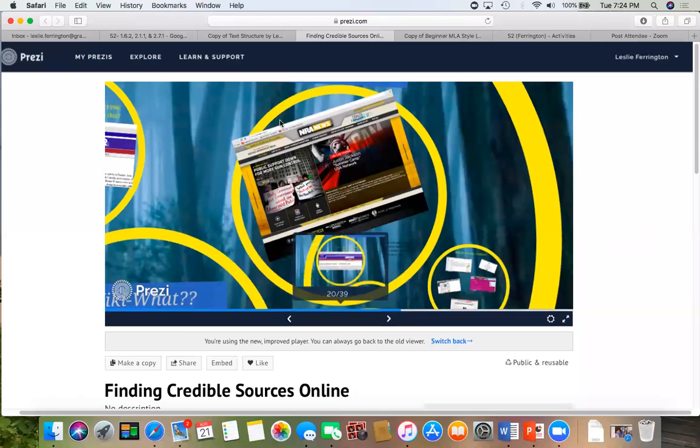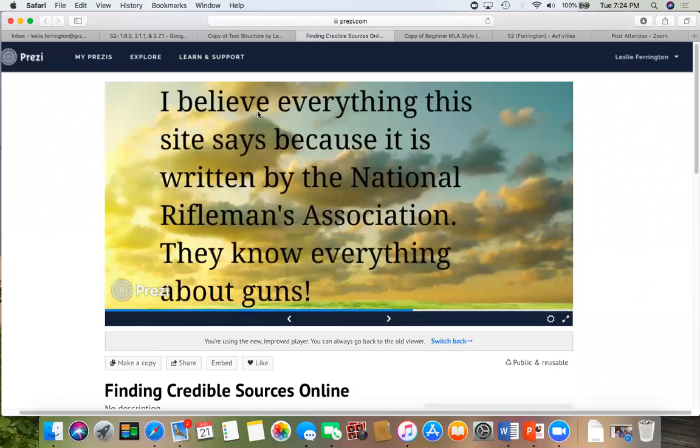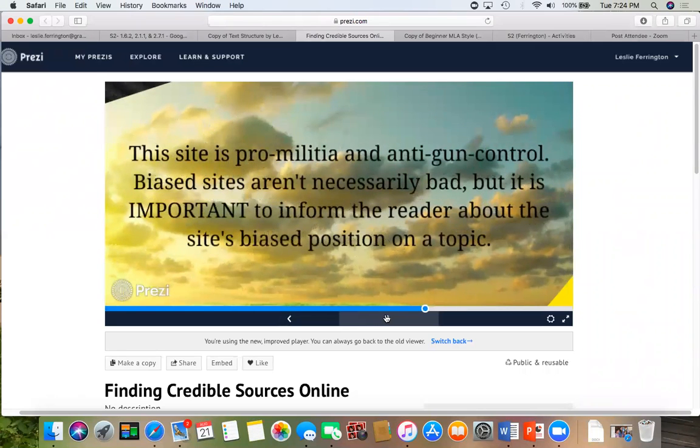So looking at this website here, it's the NRA News. Someone might say, I believe everything this site says because it's written by the NRA. They know everything about guns. Now, this site is really pro-militia, and it's very anti-gun control. Biased sites are not necessarily bad, so you don't have to say you can never use a site like this. But it's important to inform the reader that you are using a site that is biased, so that they are aware that what they're reading does have a biased edge to it.